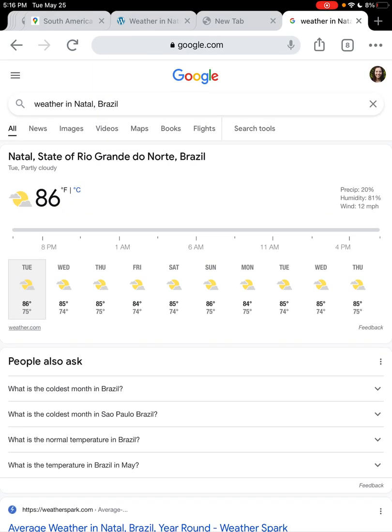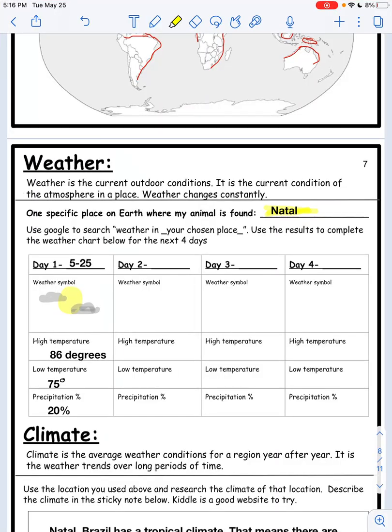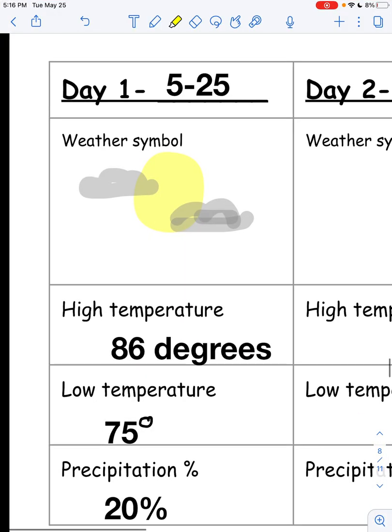So you can see that on my Notability for day 1, I put the date. So that would be 5/25 today. I drew the weather symbol. Here's my sun with the clouds. My high was 86 degrees. My low was 75 degrees. And the precipitation was 20.